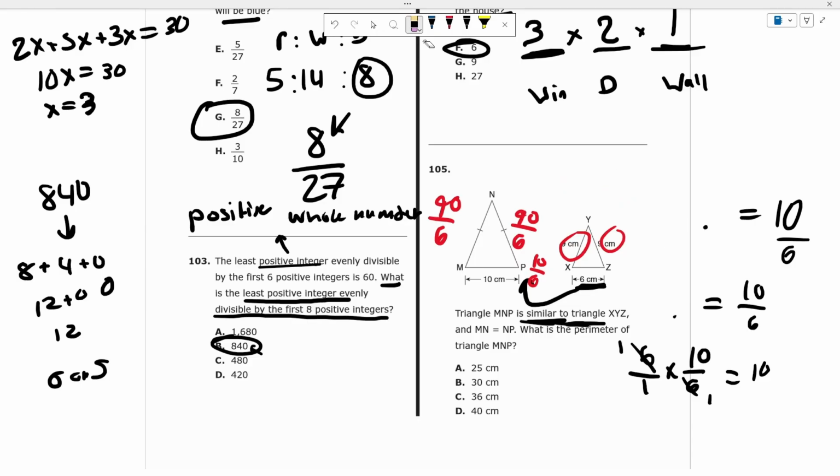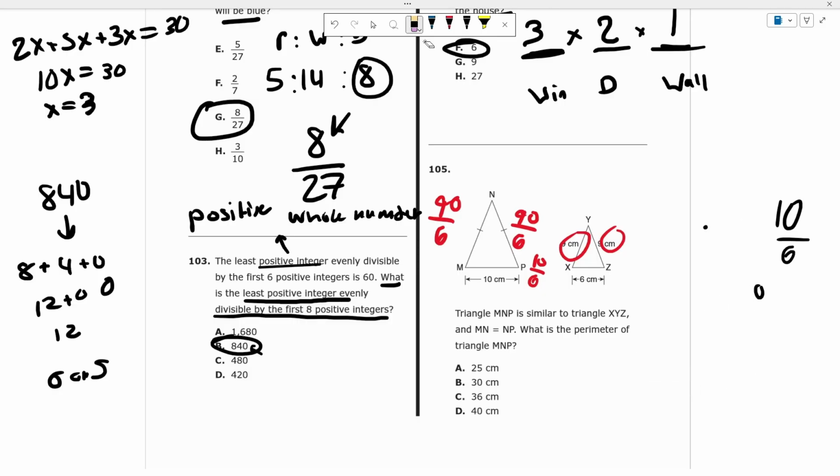I found the conversion factor to get from one side to another. 6 times the magic number is equal to 10. 6 times 10 over 6 is equal to 10. So that's the factor that's going to be true for every single side. In a similar triangle, once you find that one conversion, it's going to be true for every other side on that triangle. That's how similar triangles work.